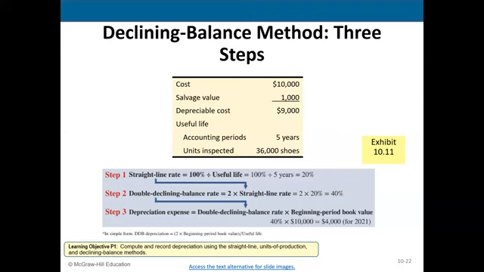We decline by 2, multiply it by 2. So here's how it works. There's 3 steps. The first is we got to compute the asset's straight line depreciation rate, just like we did in the straight line method. We got to figure out the rate. So we compute the straight line. What is it per year?